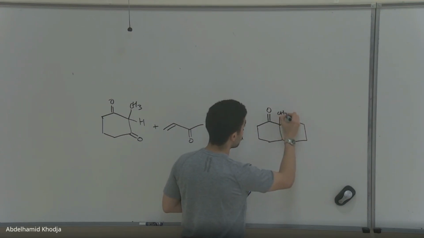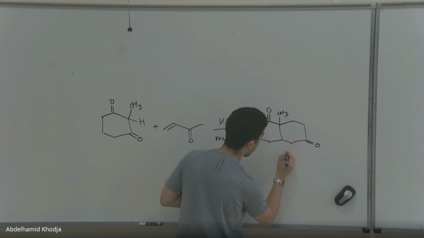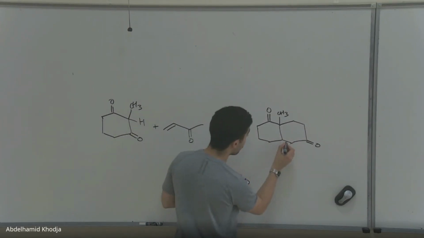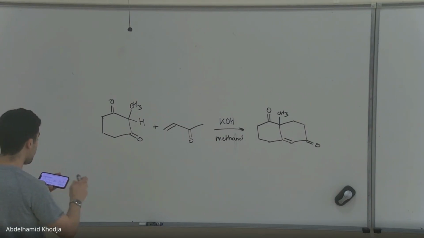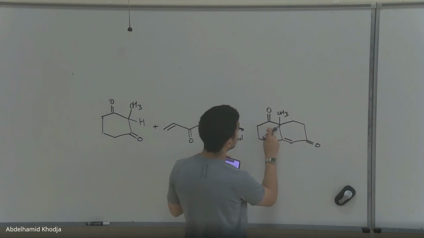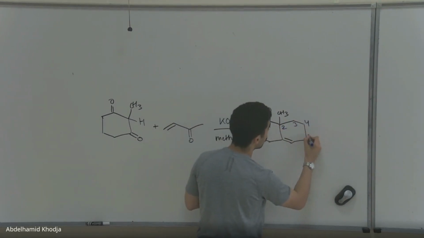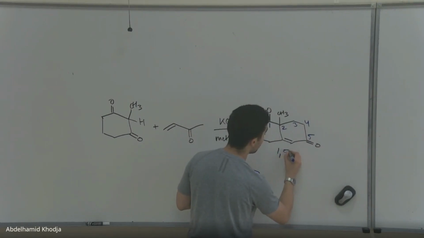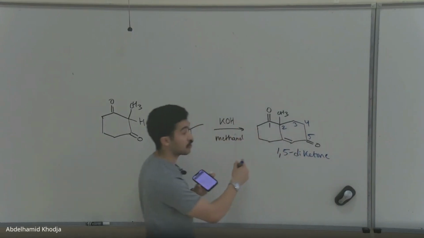This is a CH3. I have a double bond there. Let me fix that. And then we have this. We're trying to find, let's go ahead and label our 1,5 diketone. 1, 2, 3, 4, 5. 1, 2, 3, 4, 5. So 1,5 diketone. This was a question that came in our exam.